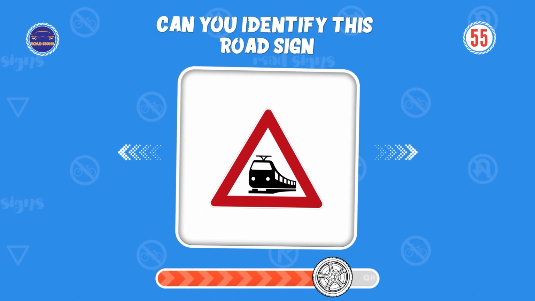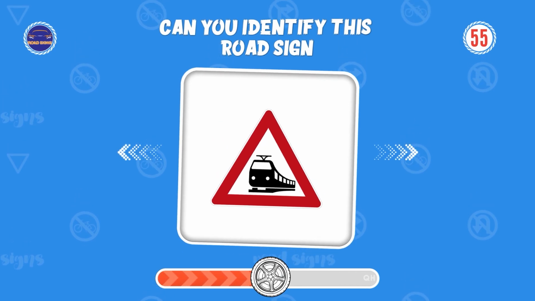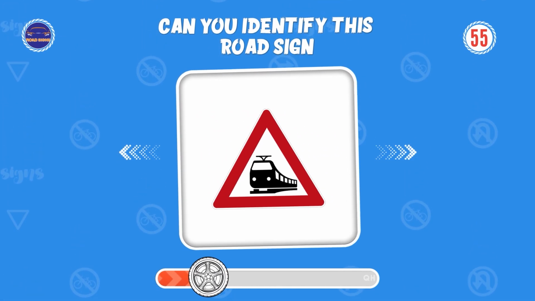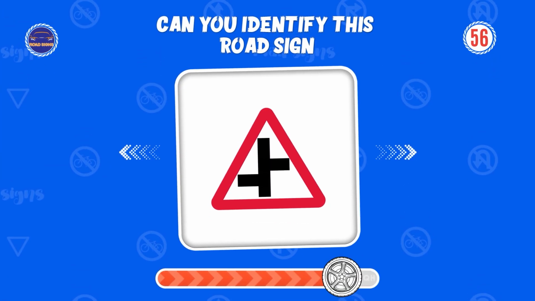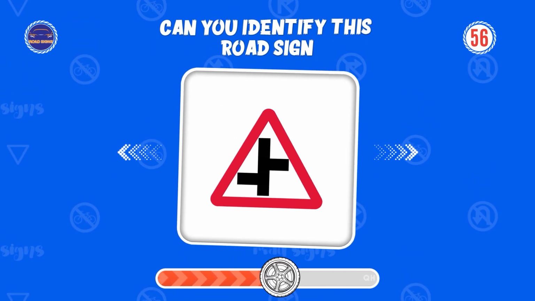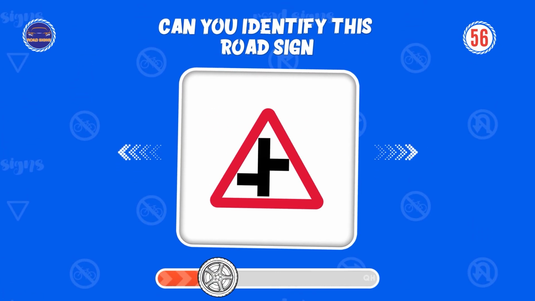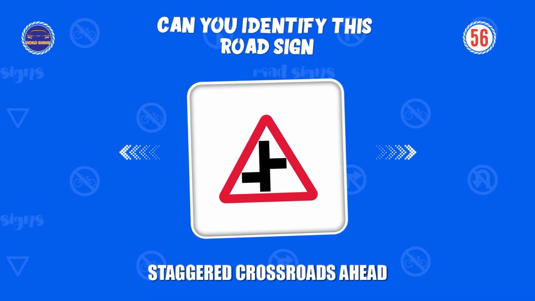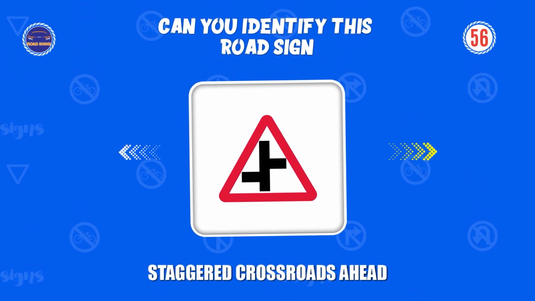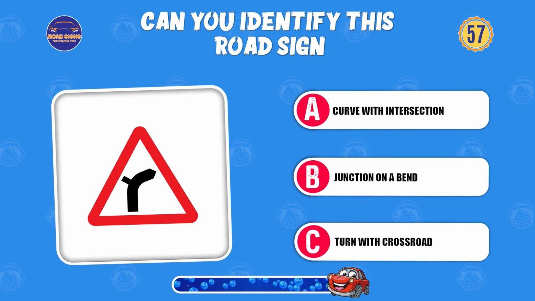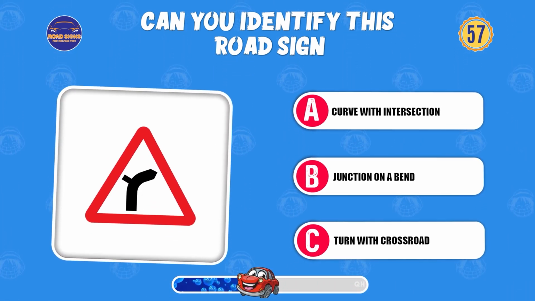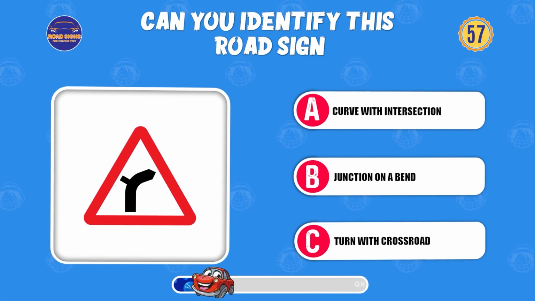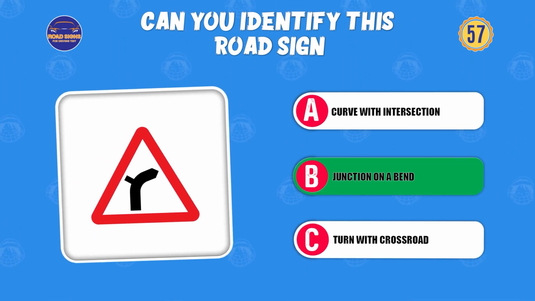Question 55. What does this road sign mean? Railroad crossing. Question 56. Can you identify this road sign? Staggered crossroads ahead. Question 57. What does this road sign indicate? B. Junction on a bend.